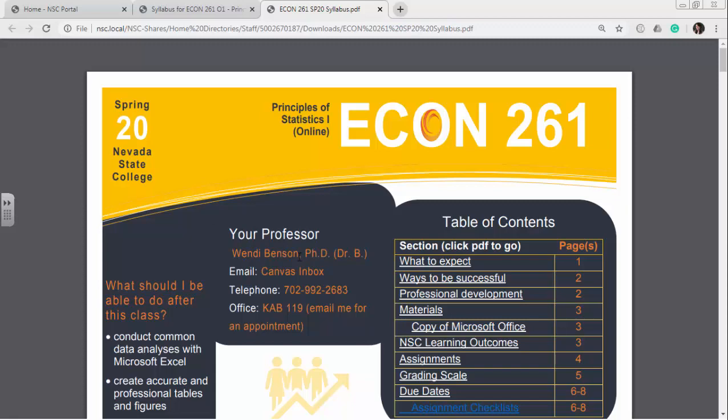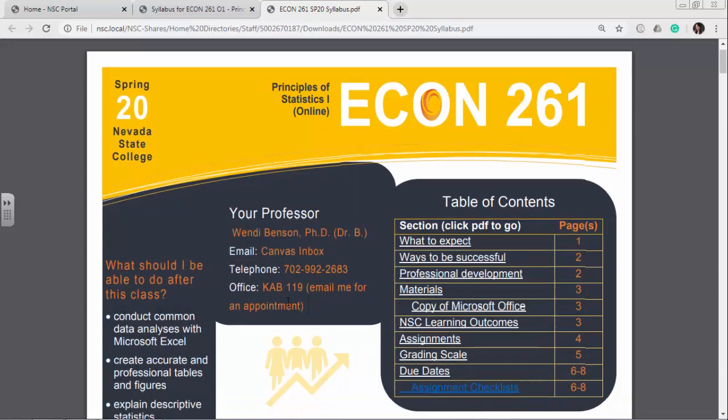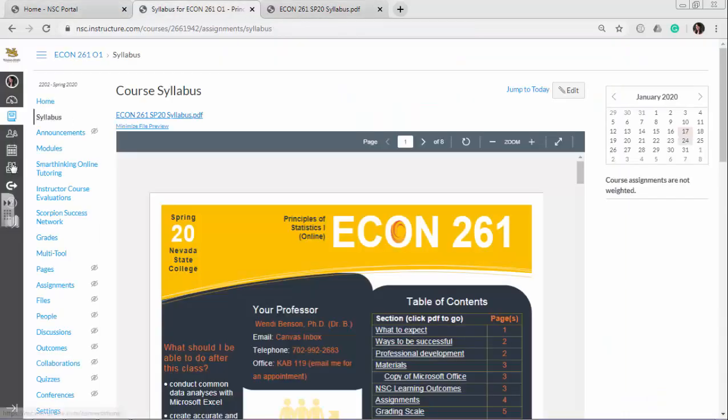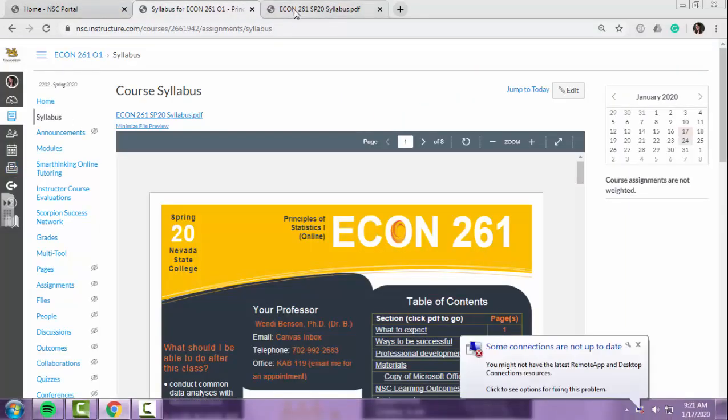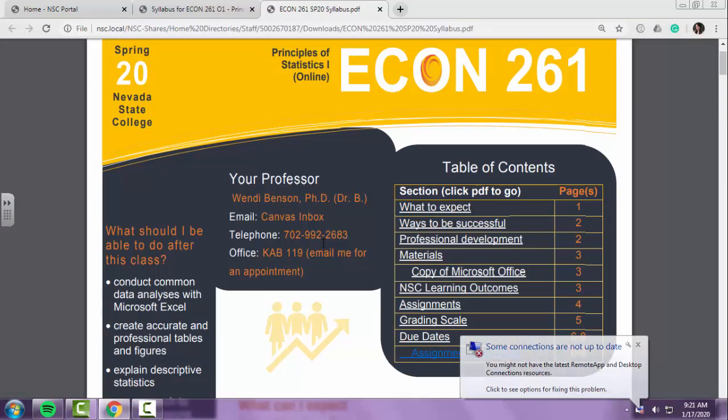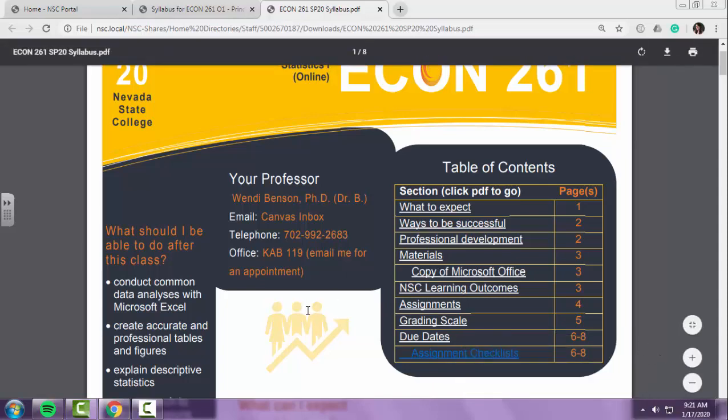So here I am, your professor. You can reach me by phone at this phone number right here, but it's probably best to just email me through Canvas Inbox, which is this little icon right here, the Inbox tab. If you ever want to meet with me in person in my office, I'm happy to do so. Just email me for an appointment and we can work out a time that works best for us.